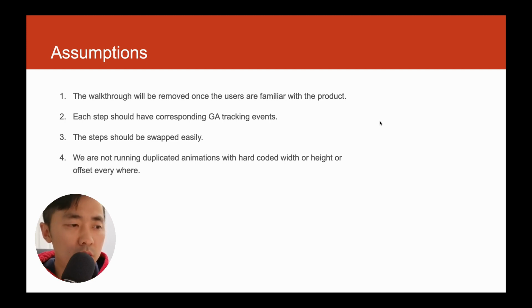Number 2, each step should have corresponding GA tracking events for marketing purposes. Number 3, the steps should be swapped easily based on the GA feedback in the future. And number 4, we are definitely not running duplicated animations or hard-coded width, height and offset to position the corresponding highlighted area everywhere. That's a really bad idea.